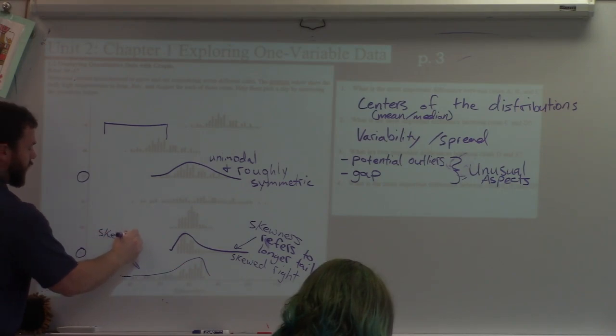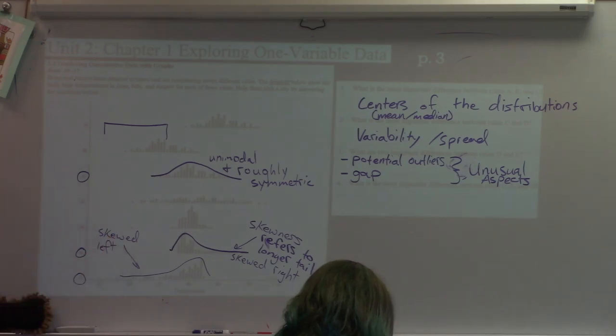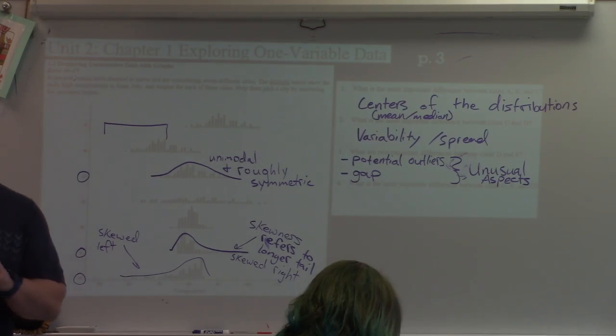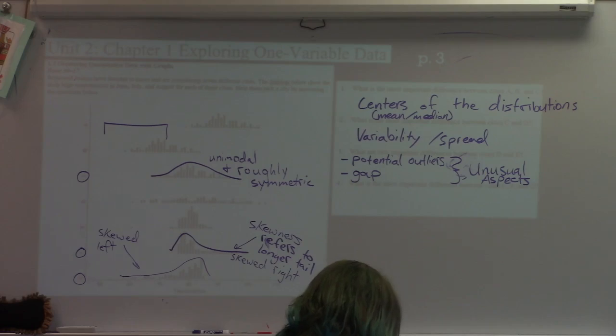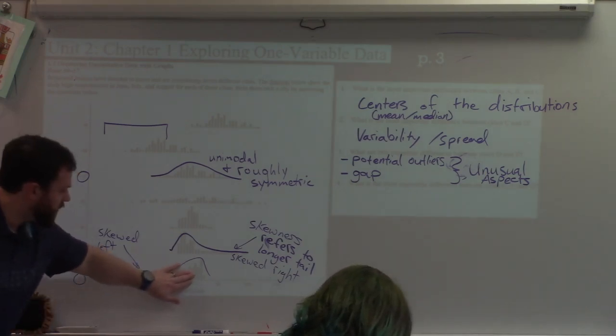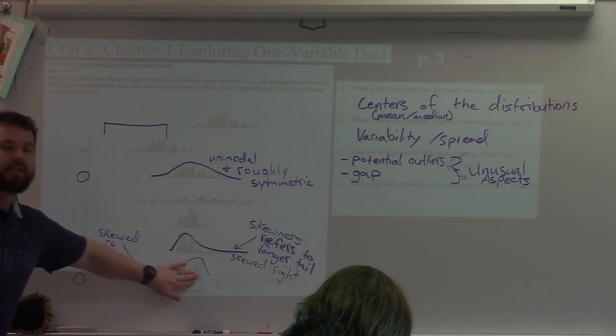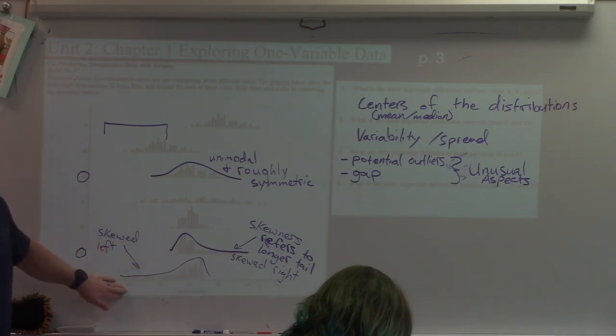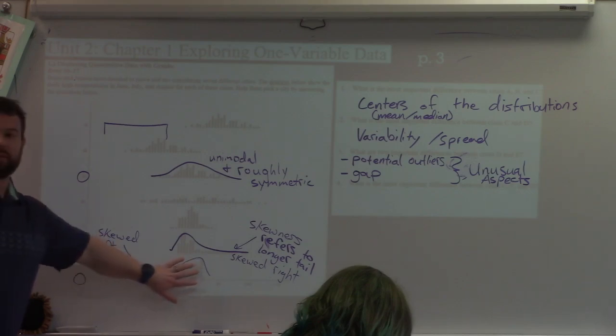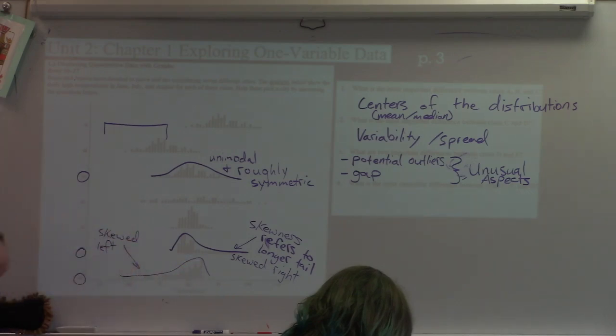Pay attention to which direction the tail is. People always want to think about that hump, but when something is skewed, it's throwing things off, isn't it? This is the center, this is where the median is. This is skewing the data to the left. Having these really low values is skewing that data to the left.